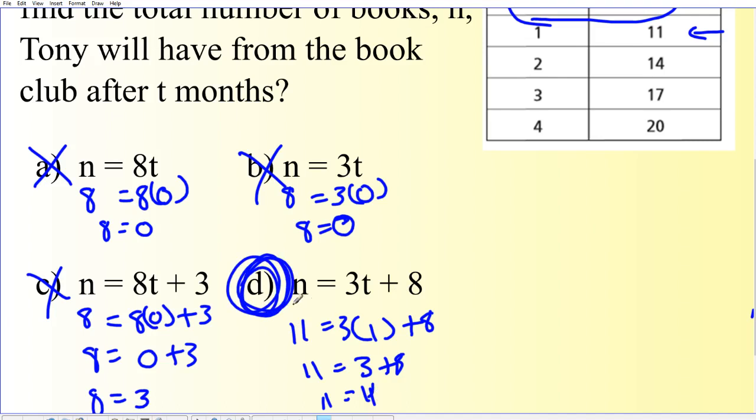So letter D is the correct answer because that's the equation that, when I started plugging points in, worked, that made the equation true. Only this equation made that table true.